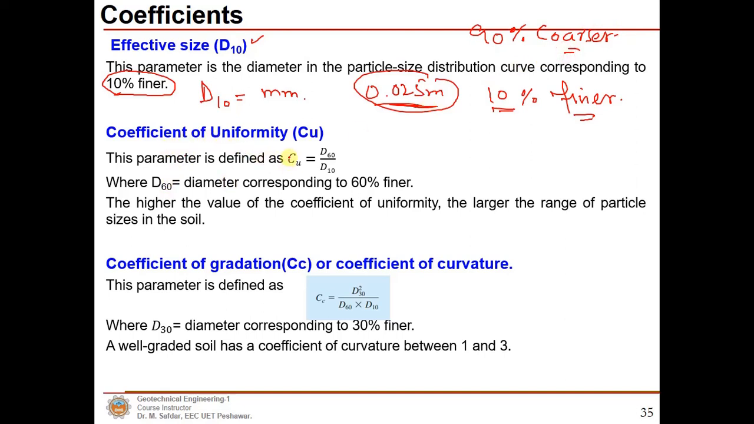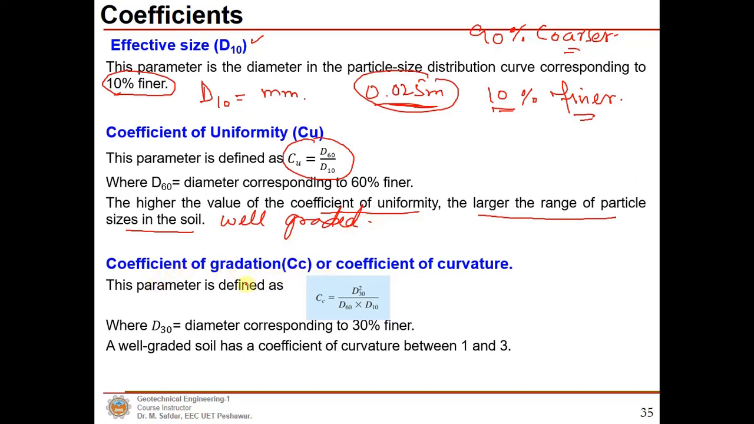Now the coefficient of uniformity is equal to D60 divided by D10, 60% finer diameter. From this size, 60% of the soil sample is finer, or it would be smaller sizes, 60% would be smaller than this particular size. Now the higher the value of the coefficient of uniformity, the larger the range of particle sizes in the soil, meaning well graded.